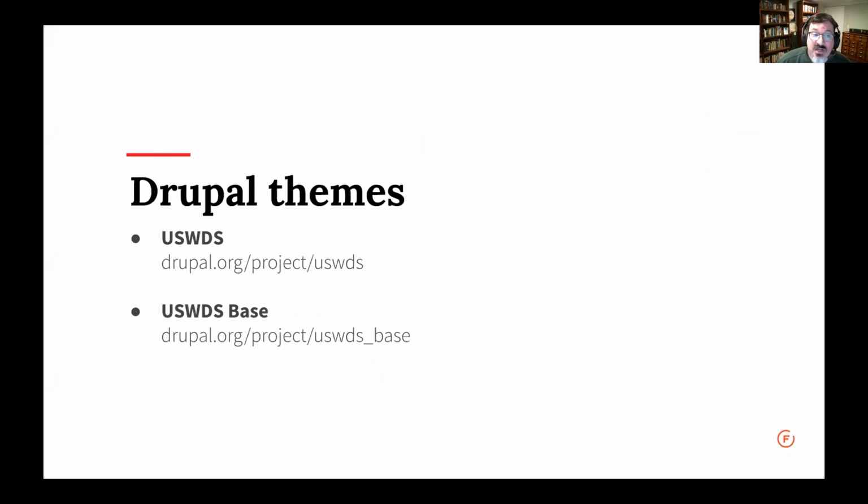And then finally, you can use an existing Drupal theme. The two themes currently out there are USWDS and USWDS_base. The main difference is that USWDS is the sub-theme of the Classy theme that ships with Drupal core, so it inherits all of those styles, behaviors, and so on. Whereas the USWDS base theme strips all that out and you start from a clean slate. Neither one, however, has Sass compilation out of the box.